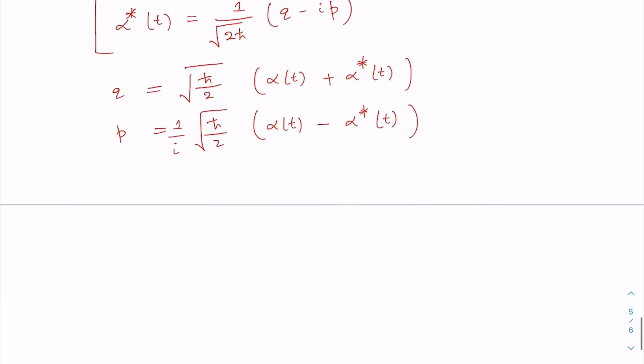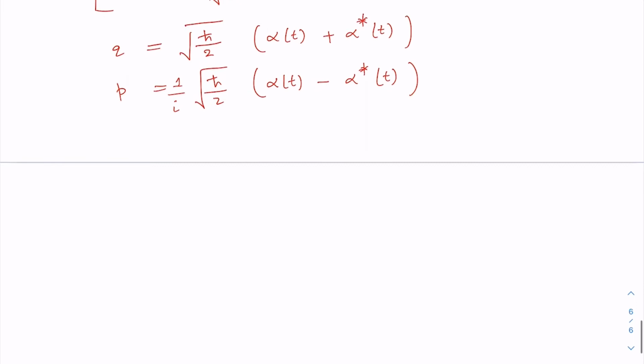Okay, now let us write the energy of the electromagnetic field. So the energy of the electromagnetic field in the given mode.